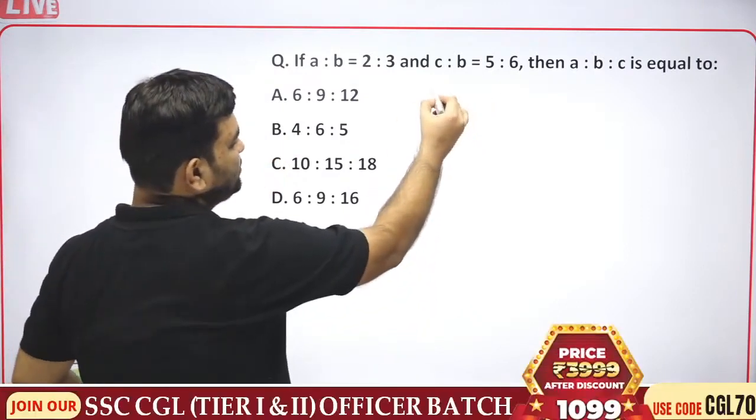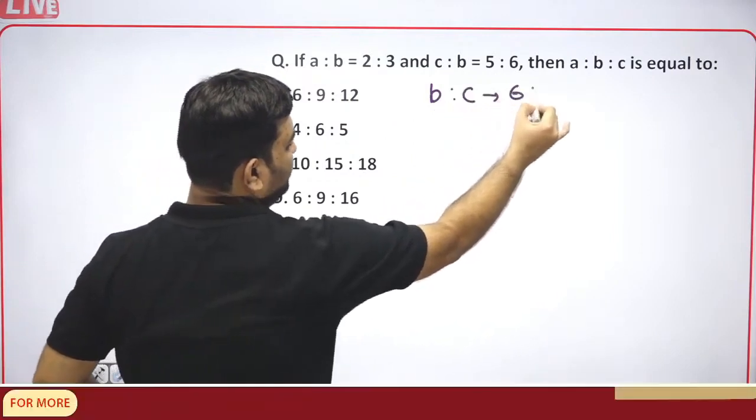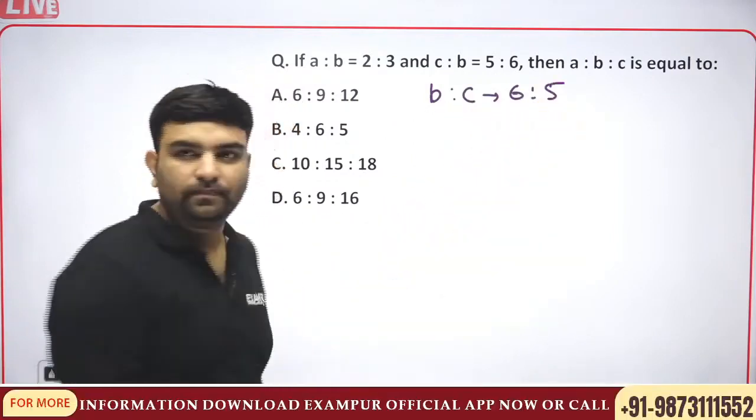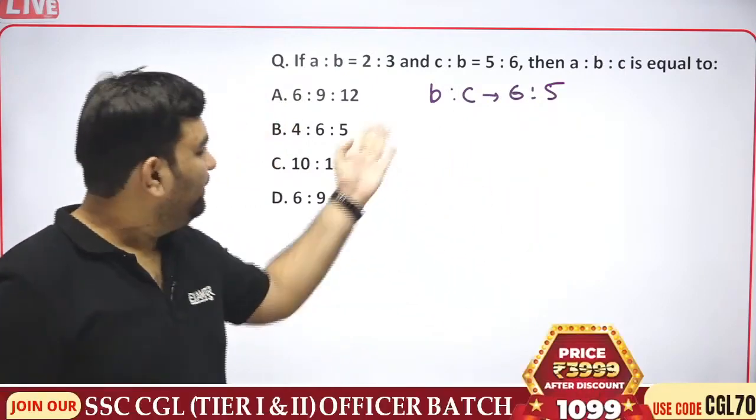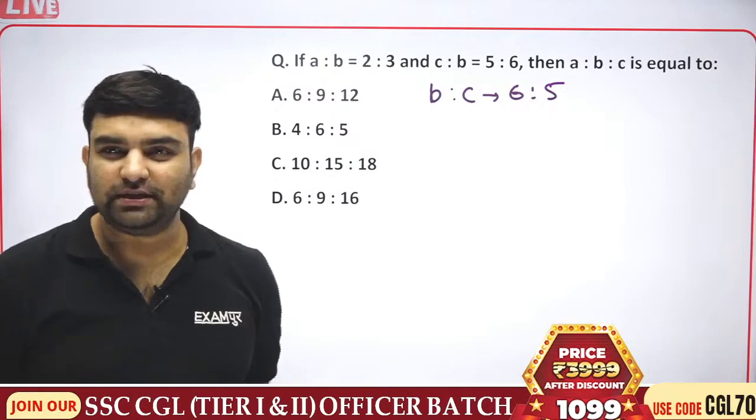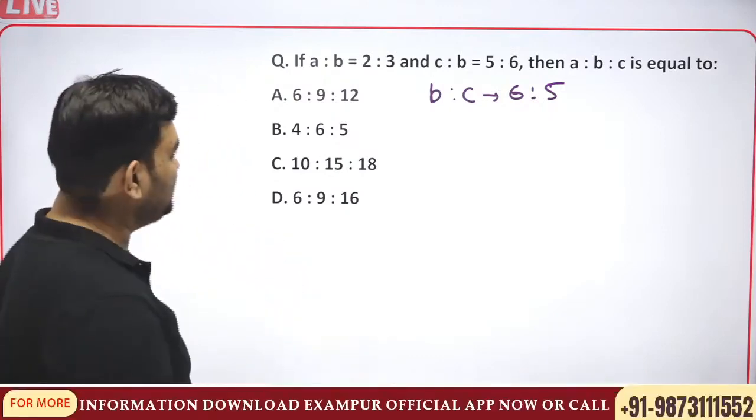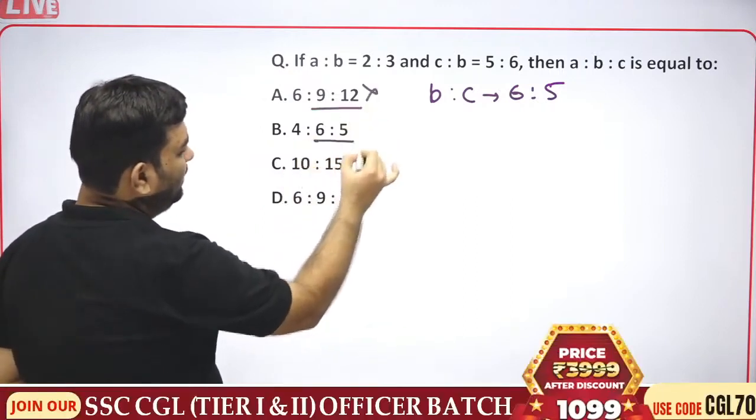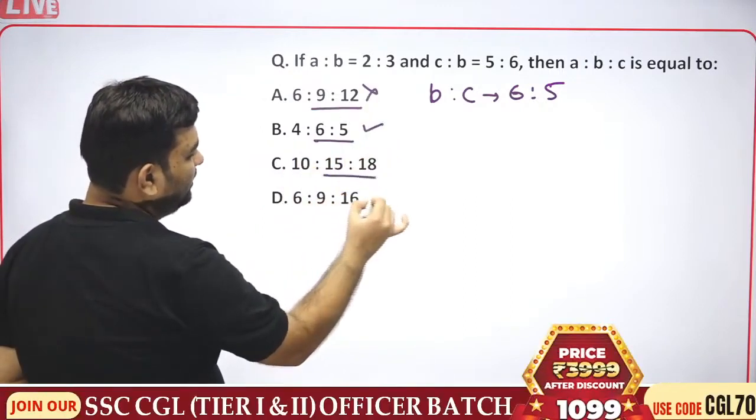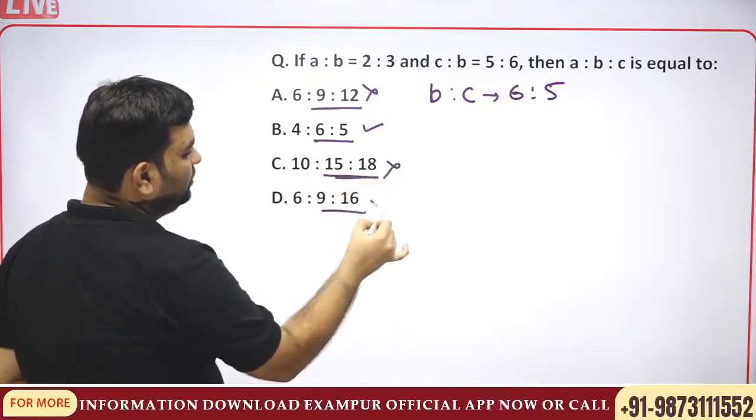C ratio B is 5 ratio 6, so B ratio C is 6 ratio 5. Thank you very much, Srivani. Look where B ratio C is in the ratio 6 ratio 5. Not here. Here, yes. Here, no, here. It's 5 ratio 6. Here, no answer.